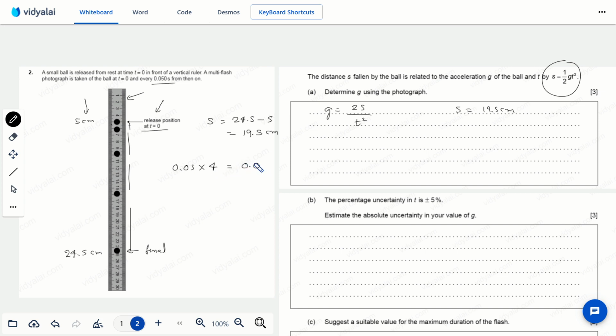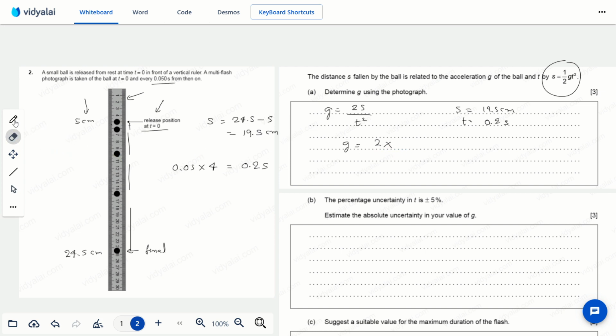That would be 0.2 seconds. So the time taken to cross this distance is 0.2 seconds. And this is not just any distance, but the distance from its release position. Okay. And I can substitute that into this relation to get the value of g.